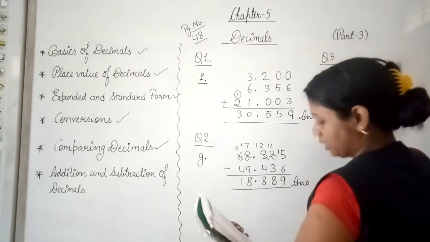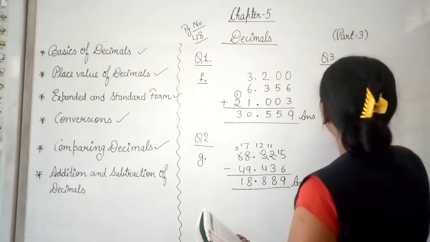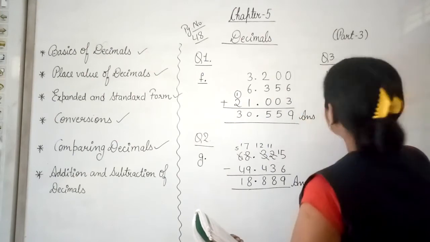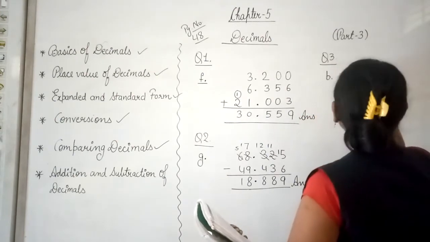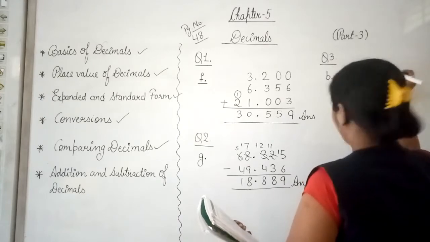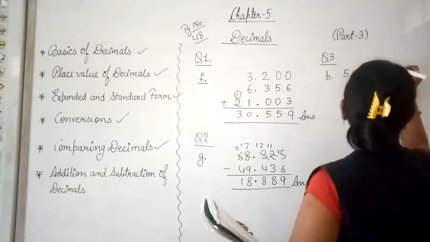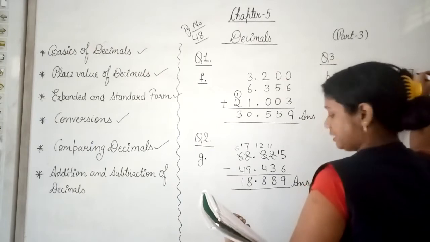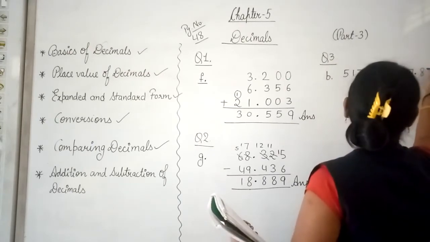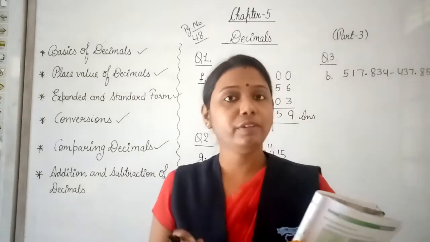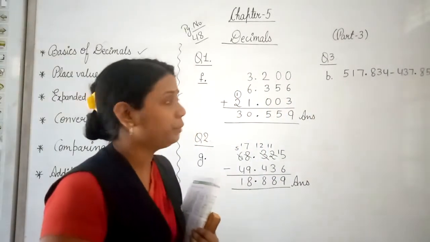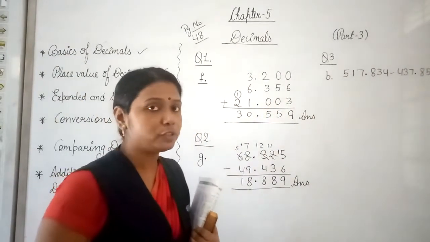Question number 3, and I am telling you the B part of it. The number is 570.834 minus 437.857. Okay. So first of all we will arrange the greater number here, because it is a problem of subtraction.